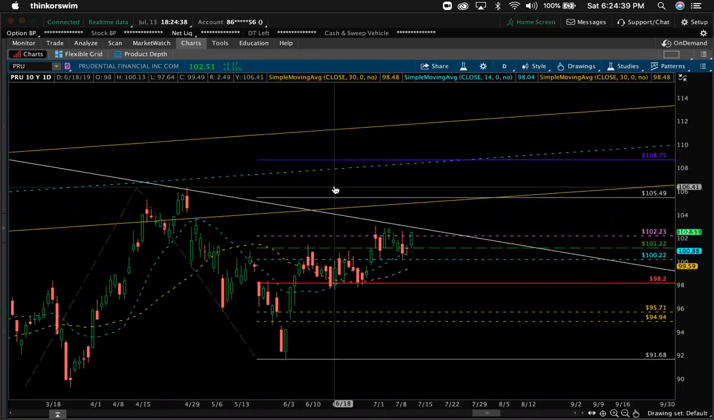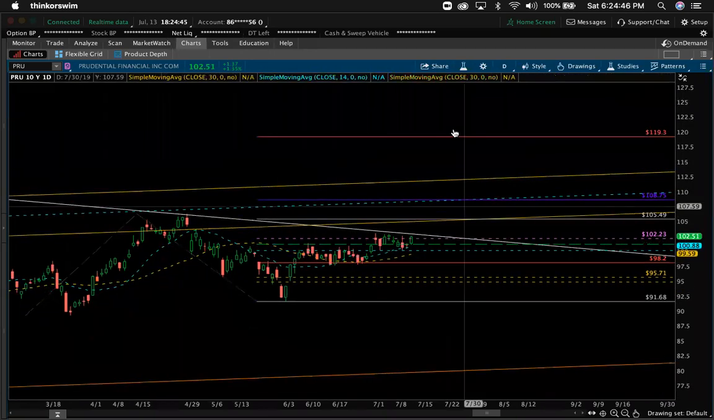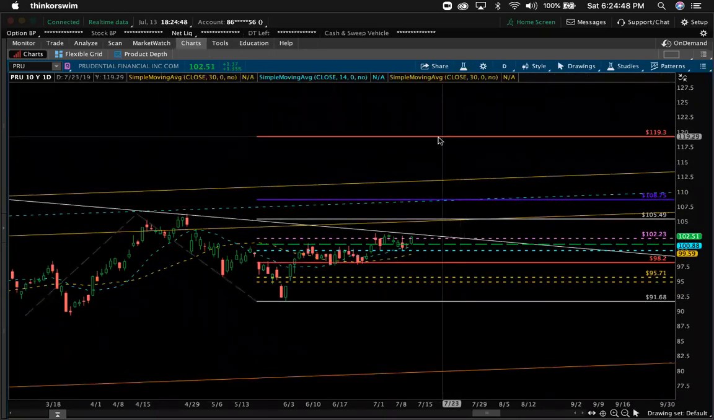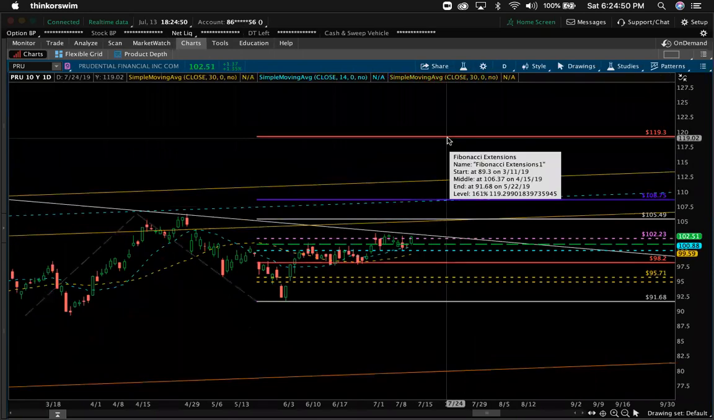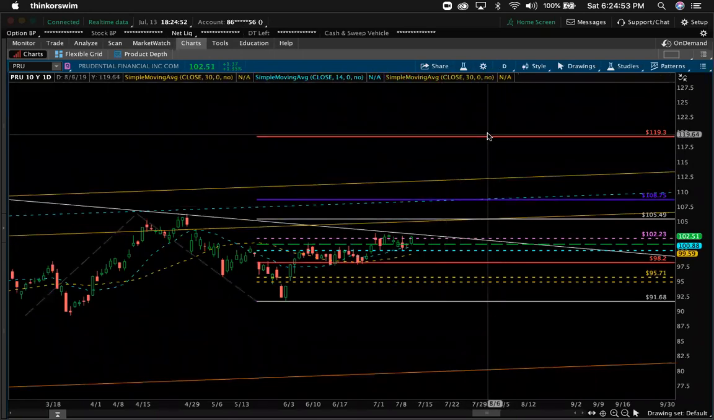A breakout above 106.41 will get this going to around 112, 114, 120, which upside would be 119.30. This would probably be where we'll be at when they report. So we're looking at a target around 119.30.